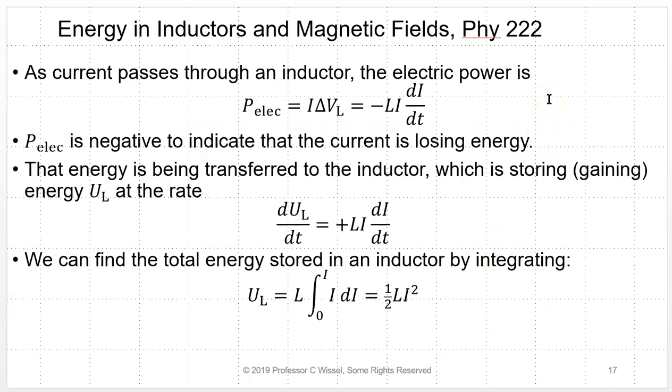As current passes through an inductor, the electric power is P electric equals I times delta VL, and that equals minus L i di/dt. P electric is negative to indicate that the current is losing energy. That energy is being transferred to the inductor, which is storing and gaining energy UL at the rate of dUL/dt equals positive L i di/dt. We can find the total energy stored in an inductor by integrating it. UL equals L times the integral from 0 to I of i di. And if you do this, that is 1/2 L I squared. Now notice it is 1/2 times a constant times a variable squared. That's the signature of an energy term.